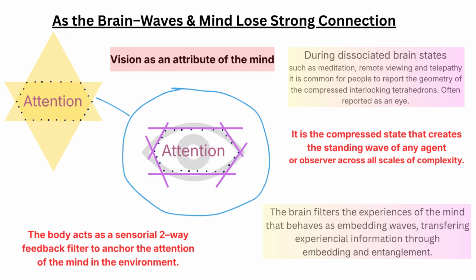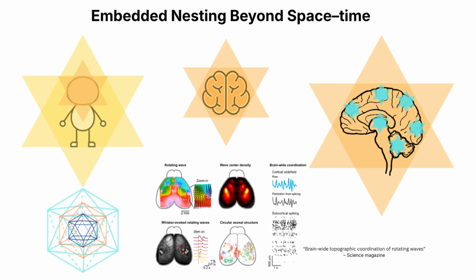The body acts as a sensorial two-way feedback filter to anchor the attention of the mind in the environment. So here's a quick slide of embedded nesting beyond space-time. As you can see from my images, there is a macabre within a macabre, so interlocking tetrahedrons, earlier known as a macabre. And inside the brain also are multiple interlocking tetrahedrons. These create waves. We see them as waves, but from the mental layer, it's all tetrahedrons all the way down.